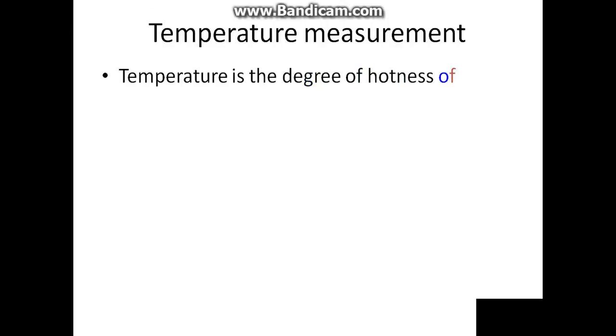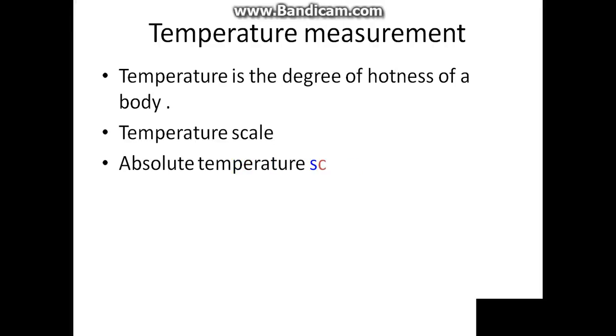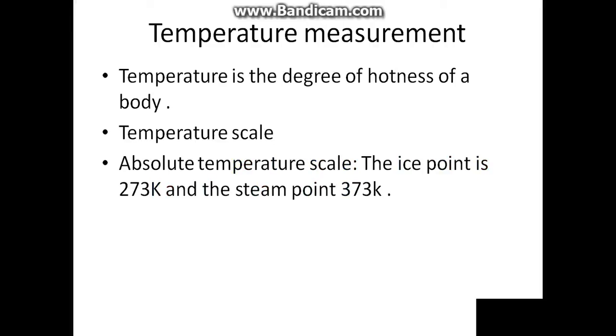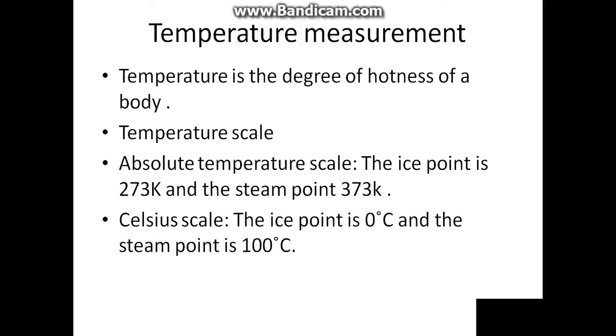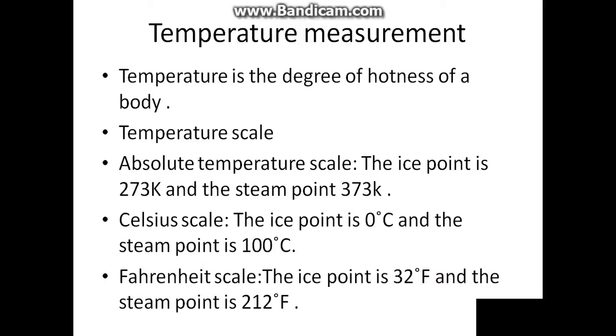Temperature measurements. Temperature is the degree of hotness of a body. Temperature scale. Absolute temperature scale. The ice point is 273 Kelvin and the steam point is 373 Kelvin. Celsius scale. The ice point is 0 degrees centigrade and the steam point is 100 degrees centigrade. Fahrenheit scale. The ice point is 32 Fahrenheit and the steam point is 212 Fahrenheit.